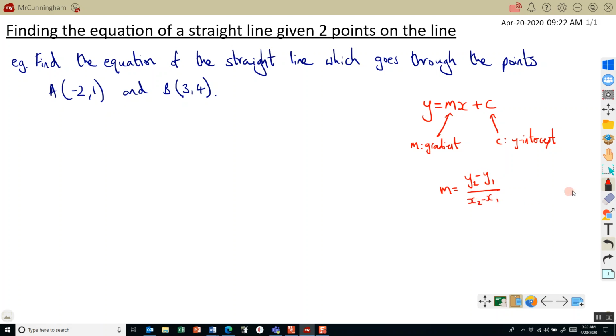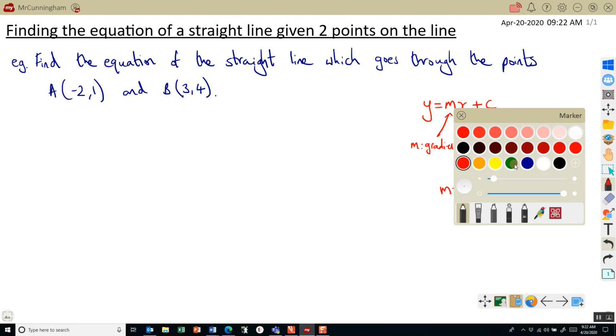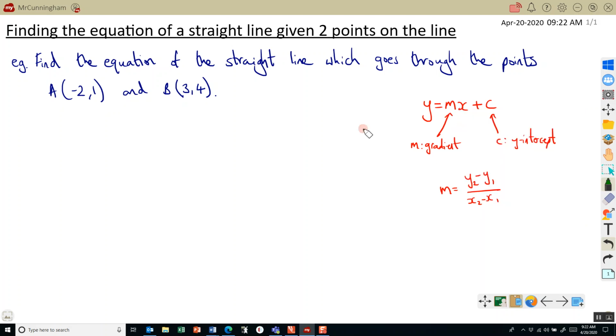So the first thing we're going to do is, it seems sensible that, if we're given 2 points, I could just work out first off the gradient. So I can say that this is x1, and this is y1, this is x2, and this is y2. So the gradient equals y2 take y1, which is 4 take away 1, divided by x2 take away x1.